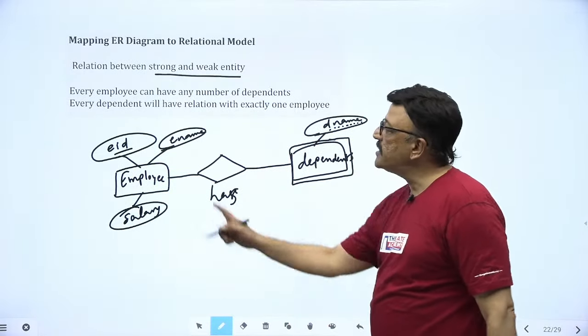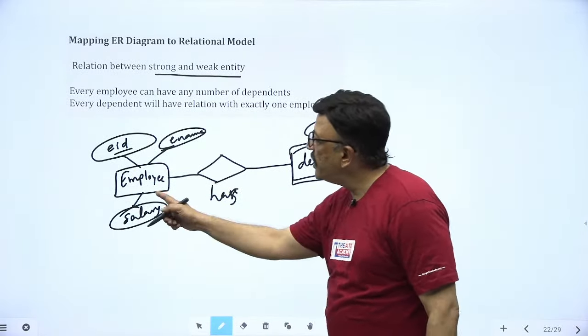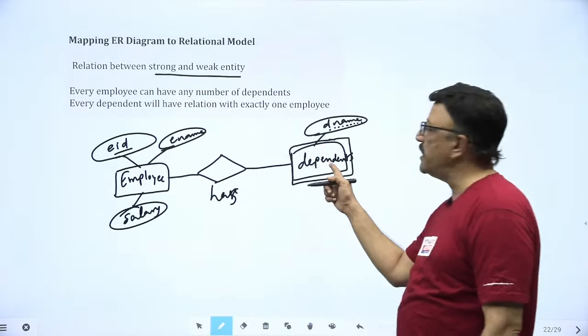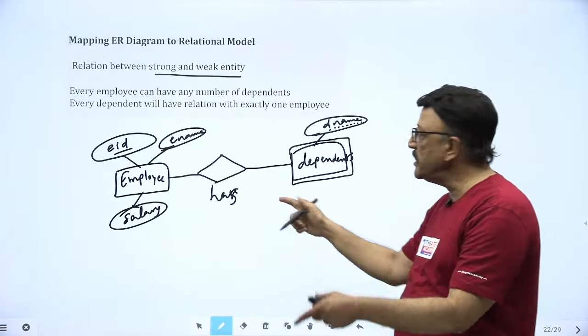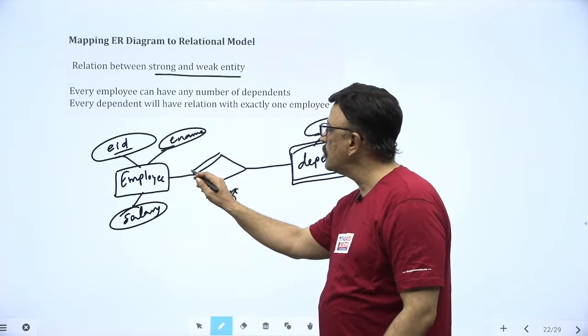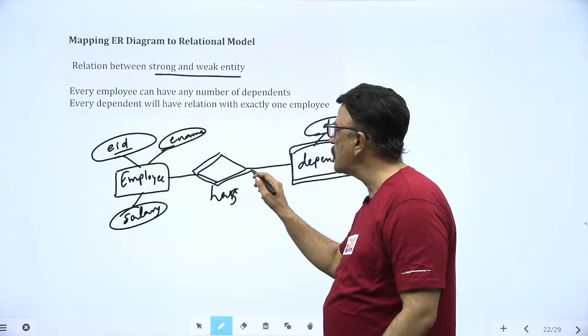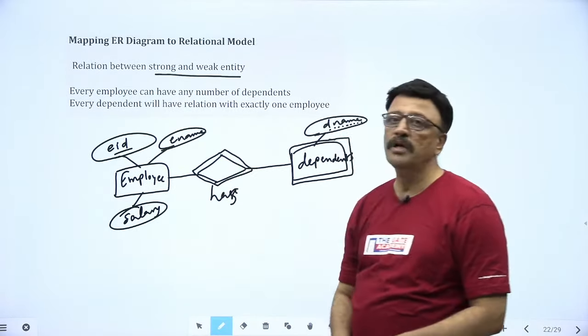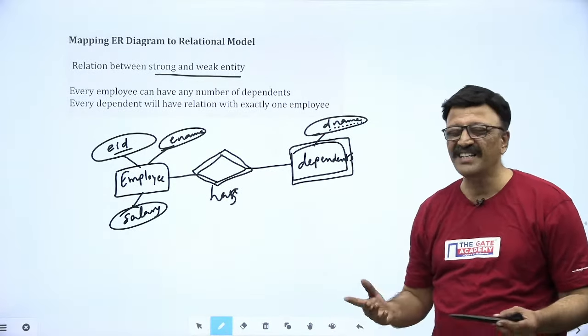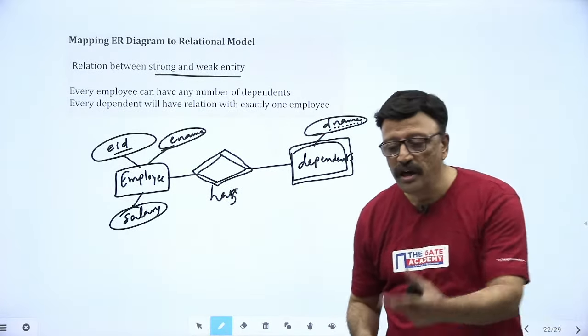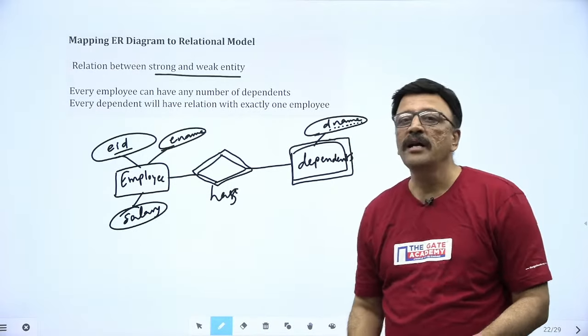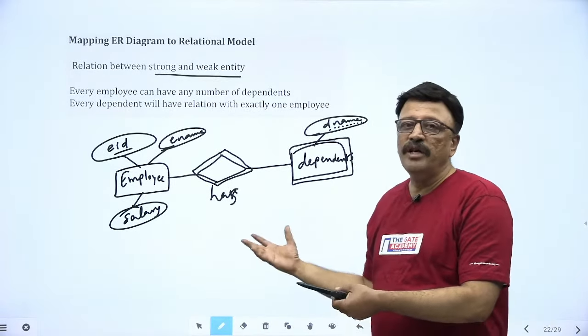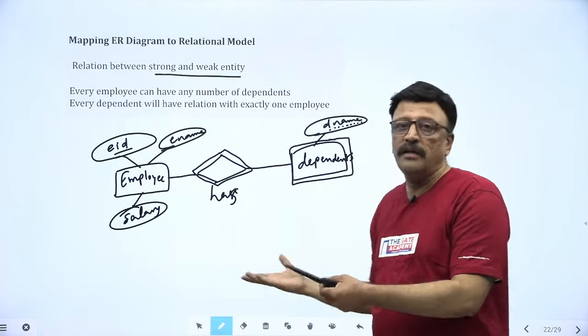Also, this relation is between a strong entity and a weak entity. You see both the entities. Then this relationship is also shown in the form of a double rhombus. These are just conventions, so that when you see a double rhombus, immediately you understand that it is a relationship between strong and weak.